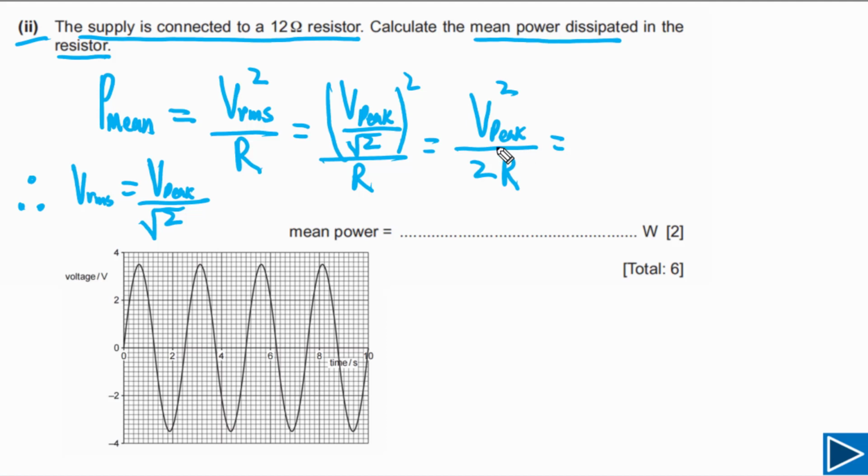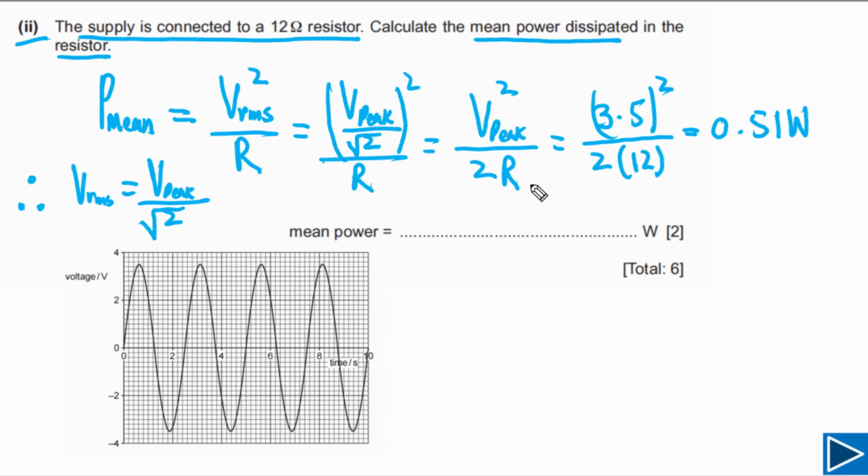And now we can plug in values of peak value and resistor. In this case, the peak value is 3.5, as we have already discussed, and this is divided by 2 times the resistance of the resistor. Now we can simplify and get the final answer. In this case, the final answer will be 0.51 watts. This answer has to be up to 2 SF, because this has 2 SF and this also has 2 SF, the least number of SF. So this is our final answer for this question.